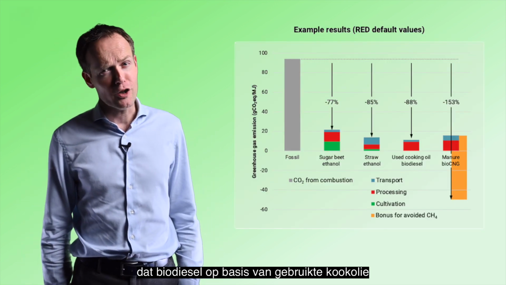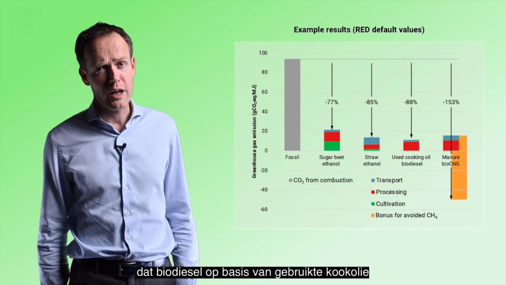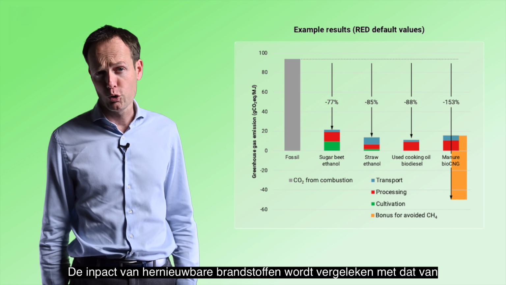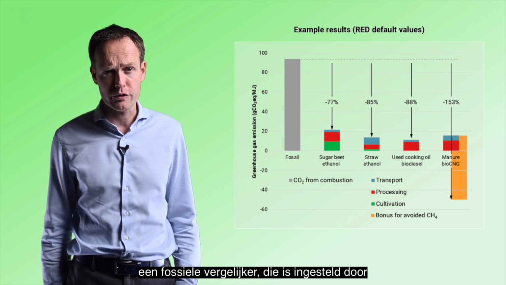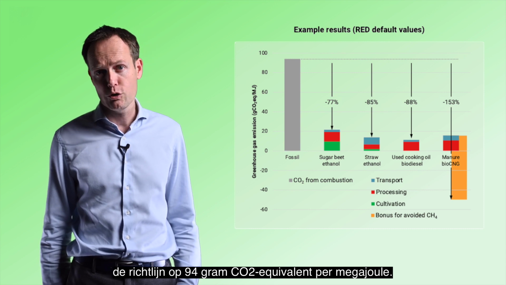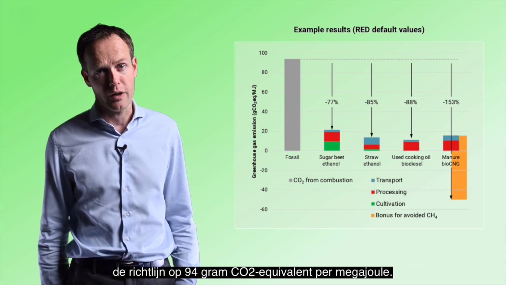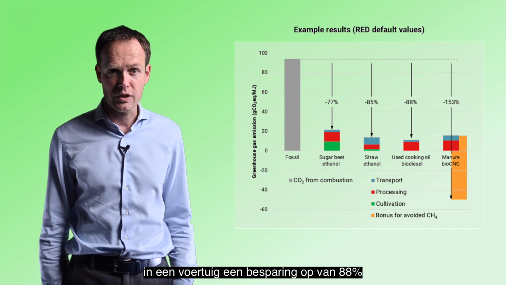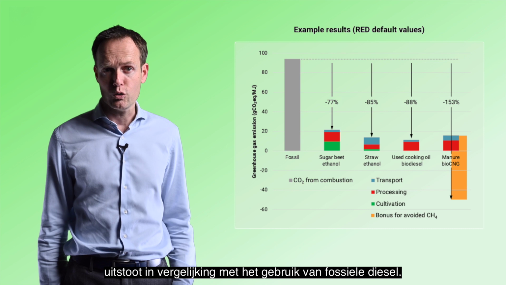Here you see that biodiesel on basis of used cooking oil has a supply chain emission of 11 gram per megajoule. The impact of renewable fuels is compared to that of a fossil comparator, which has been set by the directive to 94 gram CO2 equivalent per megajoule. Therefore, using this waste-based biodiesel in a vehicle saves 88% of emissions compared to using fossil diesel.